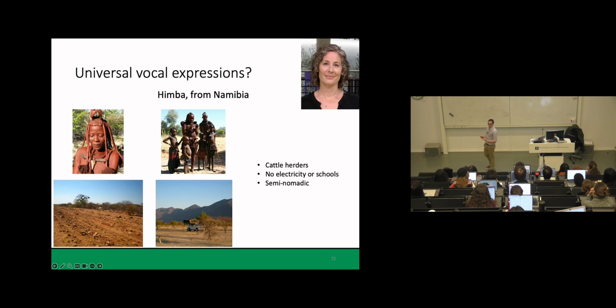She studied the Himba of Namibia. Now, the Himba are cattle herders, which also makes them semi-nomadic. So they had to go from place to place, in part to find water and food for the cattle. There was no electricity or schools. They had little to no exposure to the Western world. So this is an example of a maximally divergent population test of universality. And what Disa wanted to do is see if vocal expressions of emotion are generalizable across cultures.